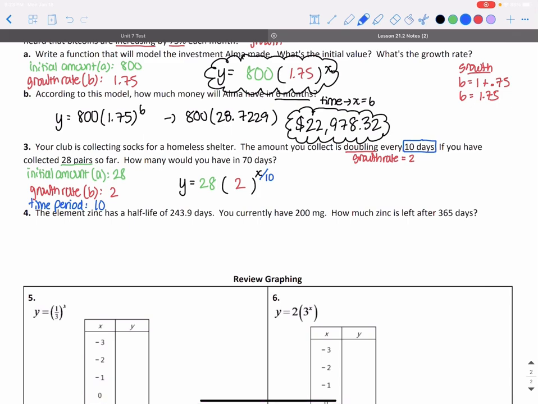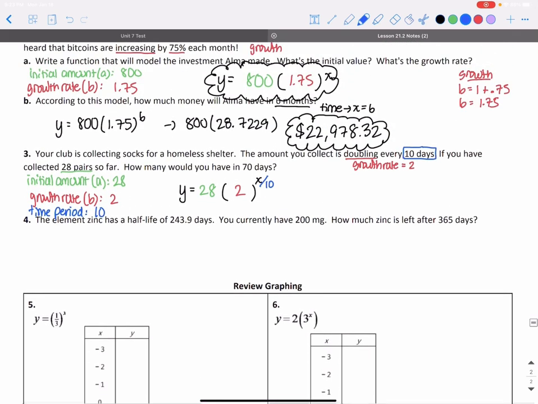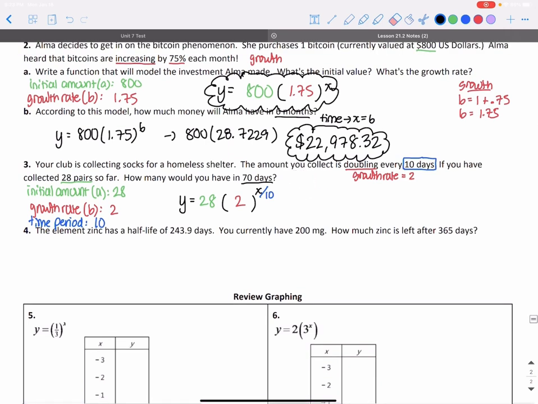This makes sense because if I wanted to find how many time periods have passed by in 70 days, I would take 70 and divide by 10. That would give me 7 time periods have passed by. So this is always going to be the case when you have half-life questions or anything that specifies a time period that is not 1 unit. You're going to divide x by that in the exponent. And this is the formula we're going to use.